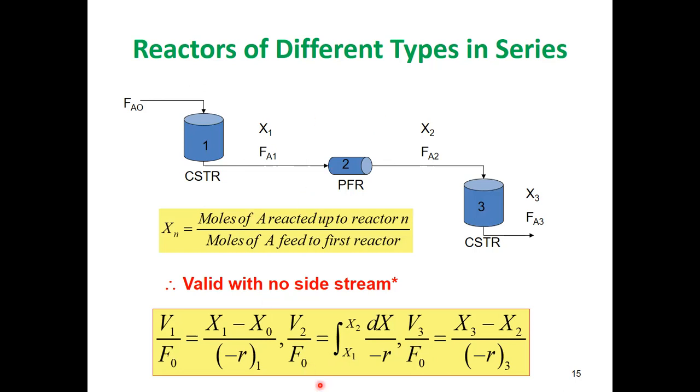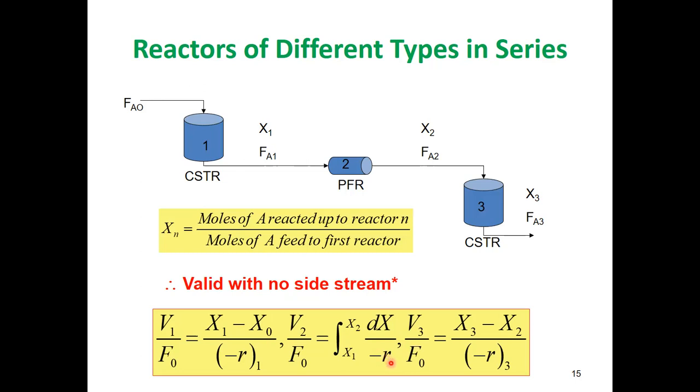In the PFR, this is the performance equation: V2 over F0. So this time the volume two, the volume of the PFR, divided by the molar feed rate. Notice that this is still F0 from here. Why? Because what you have here is X1 and X2, conversions. You have now a stream that is initially converted to X1 and its final conversion is X2, degree of conversion that is. And you do have here dX and you have here the rate.